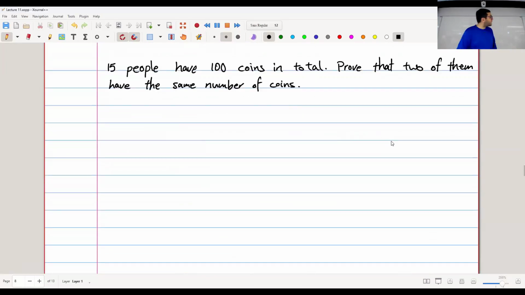Okay, let's look at this one. We have 15 people and they have 100 coins in total. I want you to prove that two of them have the same number of coins. I don't remember if someone could have 0 coins or not. Consider both cases, so consider this as two problems. Okay, people can have 0 coins.